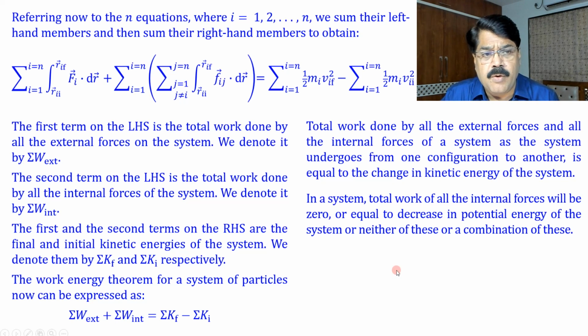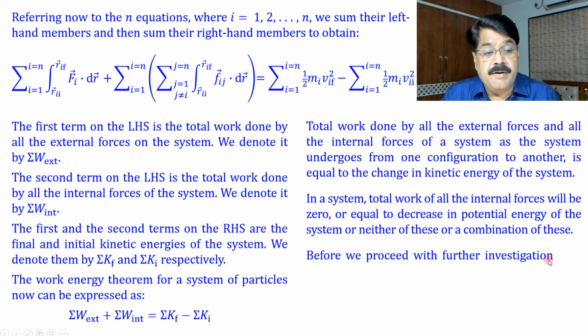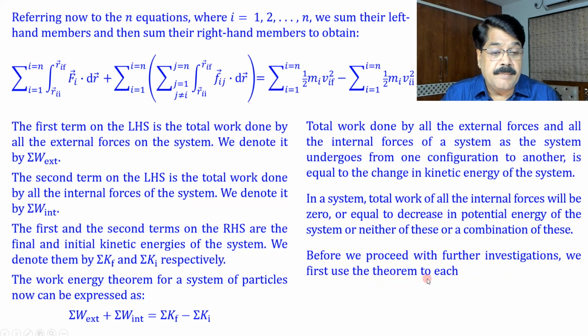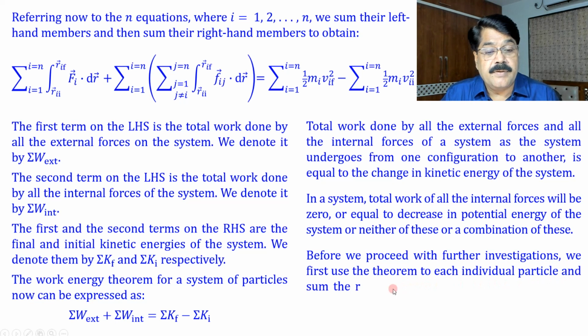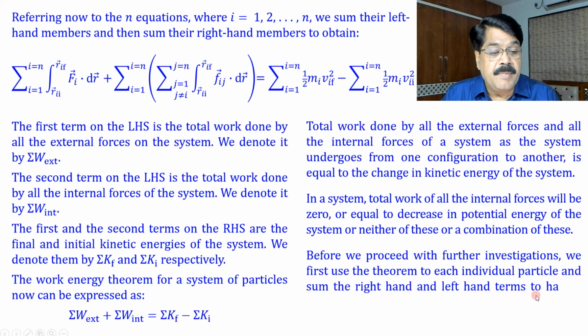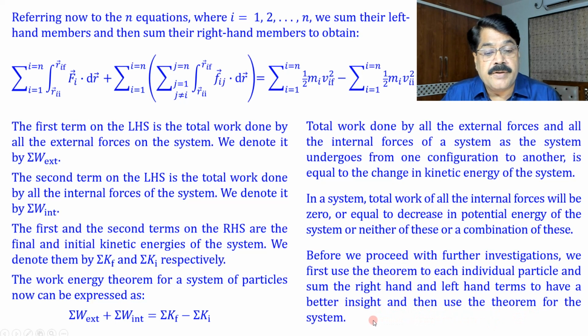But before we go to this simplification, we try to use the work-energy theorem in one example, as a process to see how we arrived at that result. That is, we apply the work-energy theorem on each particle and sum all the right-hand members and left-hand members. So before we proceed with further investigation, we first use the theorem on each individual particle and sum the right-hand and left-hand terms to have a better insight, and then use the theorem for the system as a whole. Now let us see how we can implement all these ideas by taking a simple example.